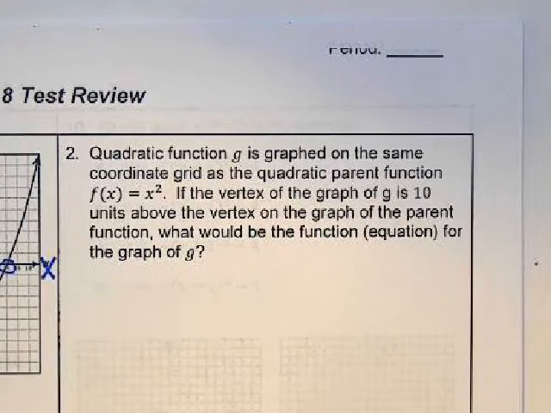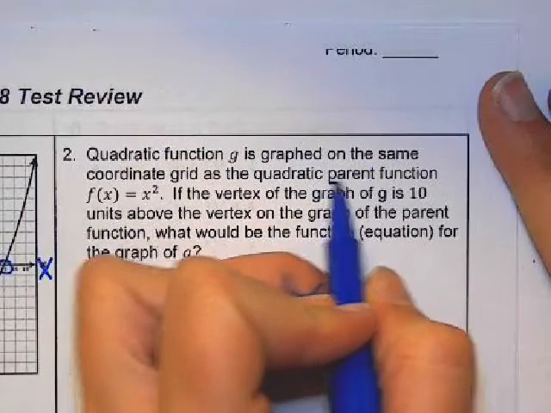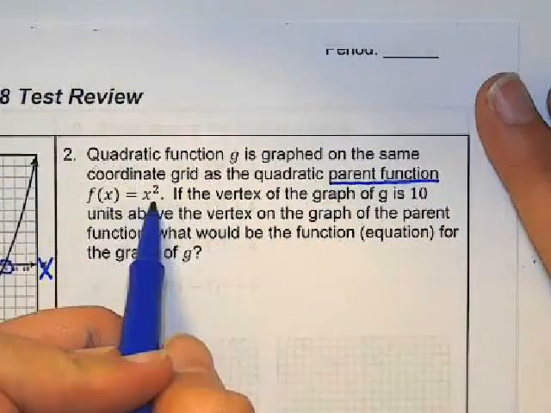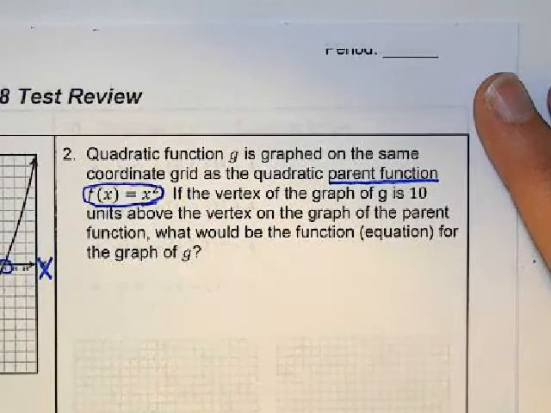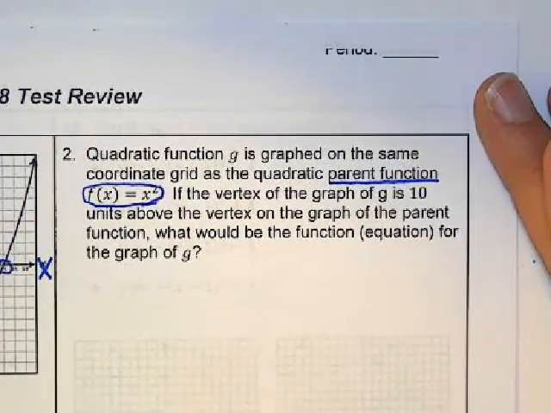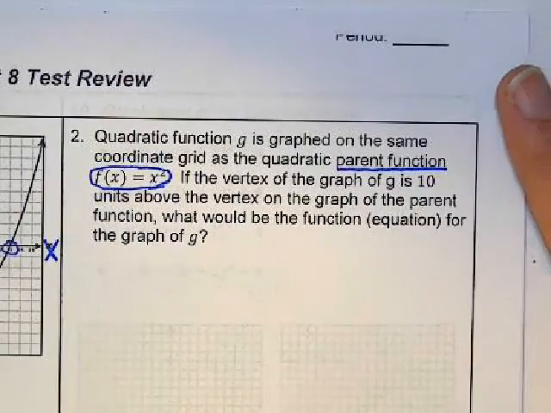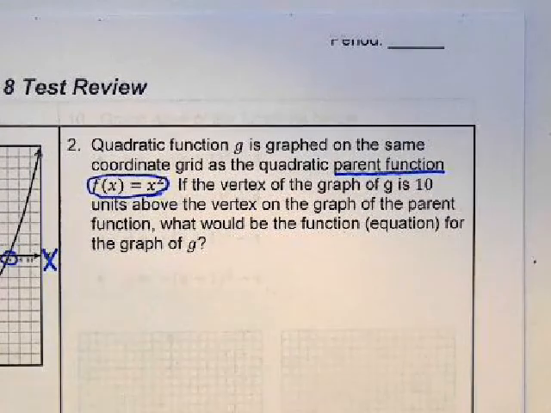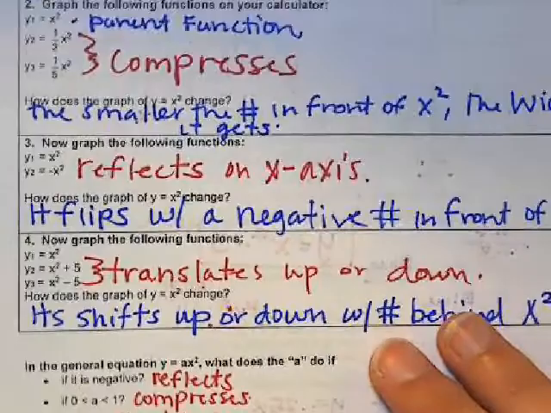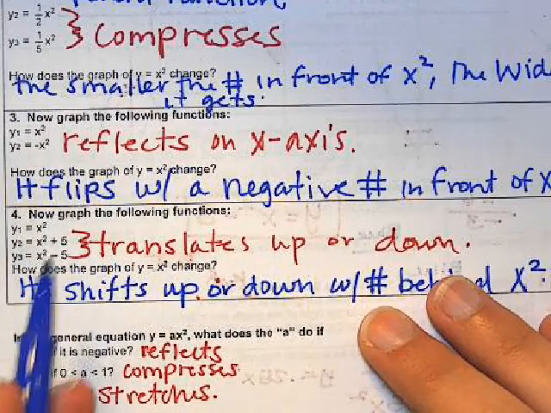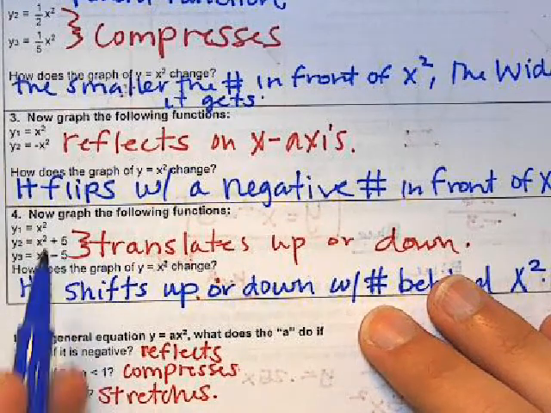Quadratic function g is graphed on the same coordinate as the quadratic parent function. Okay, we've been talking about parent function, the original equation of f of x equals x squared. So this is my original, that's my parent, y equals x squared. It says if the vertex of the graph g is 10 units above the vertex of the graph in the parent function, what would be the function or the equation for the graph of g? Okay, so if you remember on our old notes, the part that shifts this up and down, okay, translates up or down is when we add or subtract to the back of our equation.